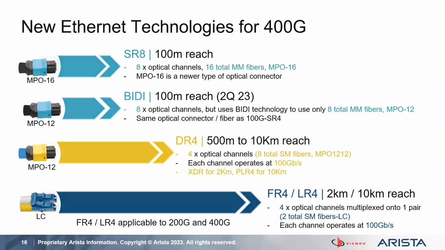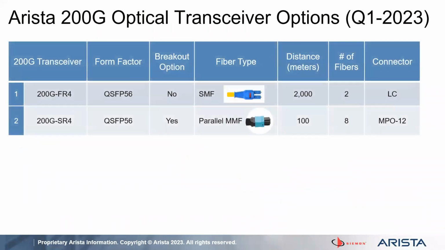Now, if we take a look at what Arista offers on the 200 gig front, there are really only a couple of options. There are not too many folks that have utilized 200 gig. Most have skipped over to 400 gig. But there's the FR4, which is a duplex single mode, and the SR4, which is multi-mode and requires parallel optics. So really two options, and these have been pretty specific to different customers for their particular applications.